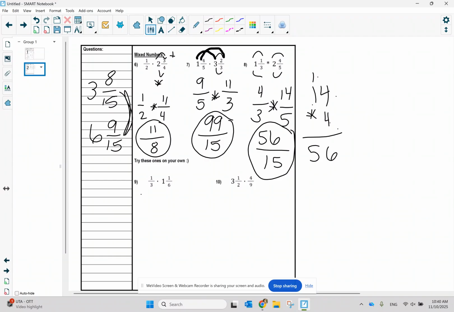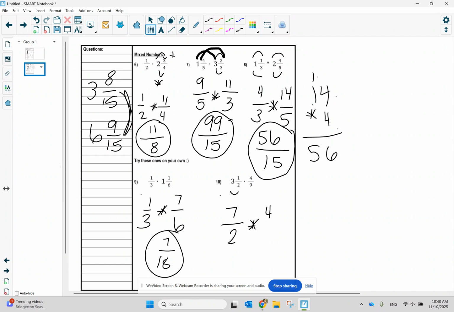All right, so if you're with me now, we should already have answers for number 9 and 10. All right, first thing I've got to do is make them improper. Make sure your improper fraction matches mine. It should be 7/6. 7 times 1, 7. 6 times 3, 18. Same thing over here, making improper. 3 times 2 is 6, plus 1 is 7, over 2 times 4/9. 7 times 4 is 28. 9 times 2 is 18. So that is how we multiply fractions and mixed numbers.